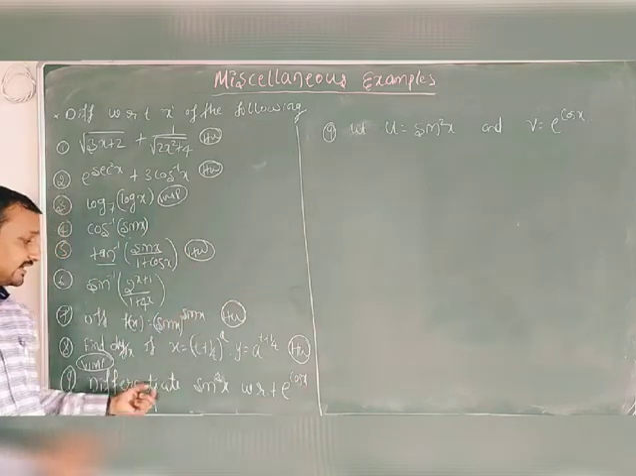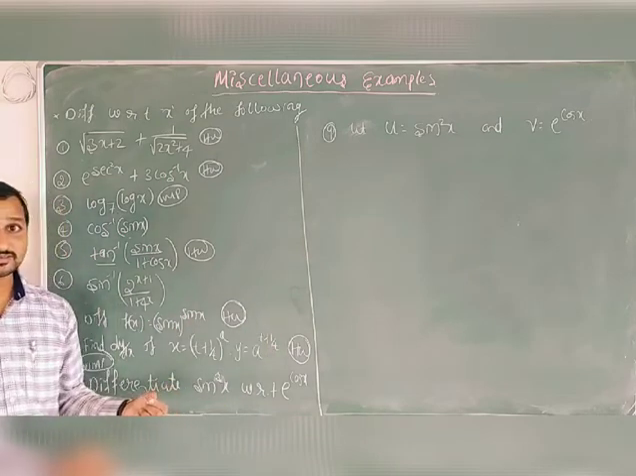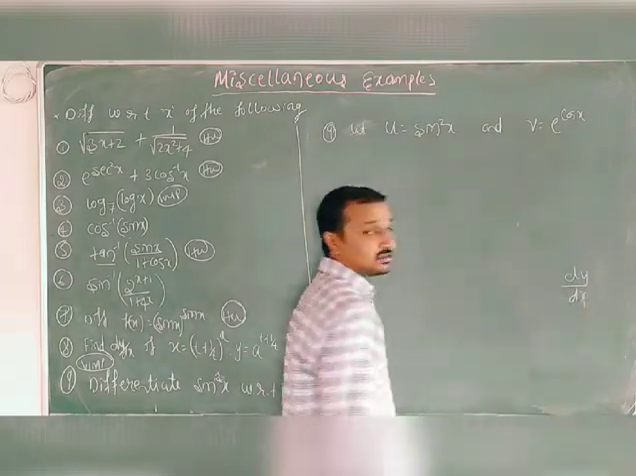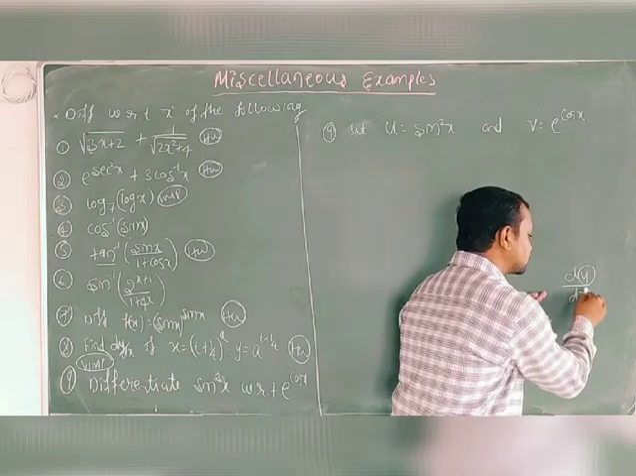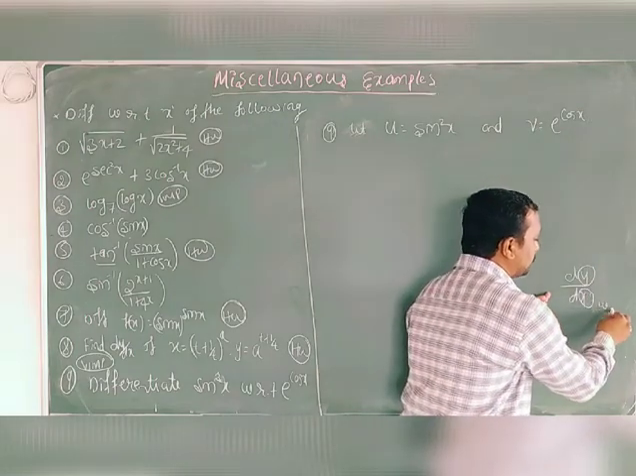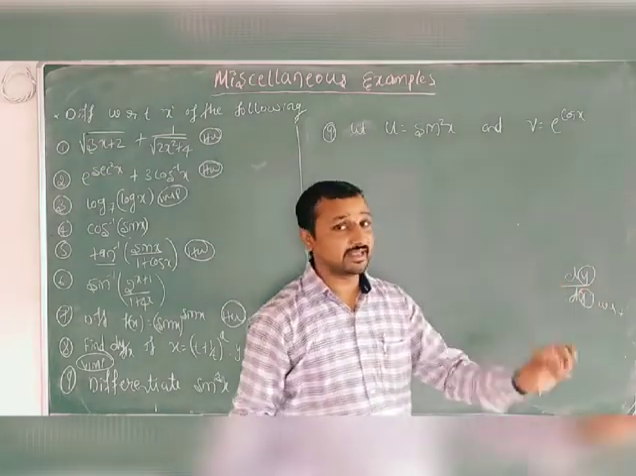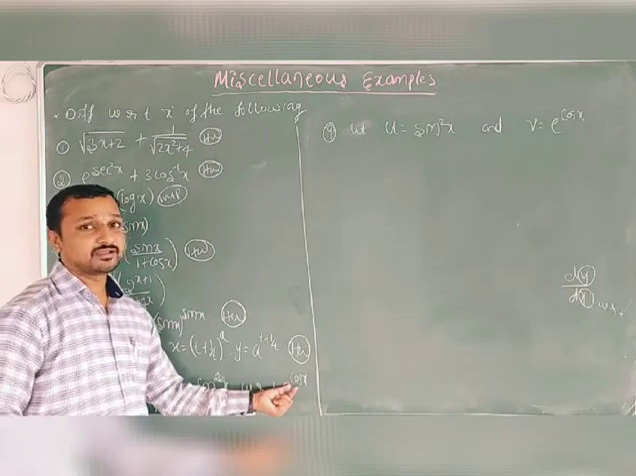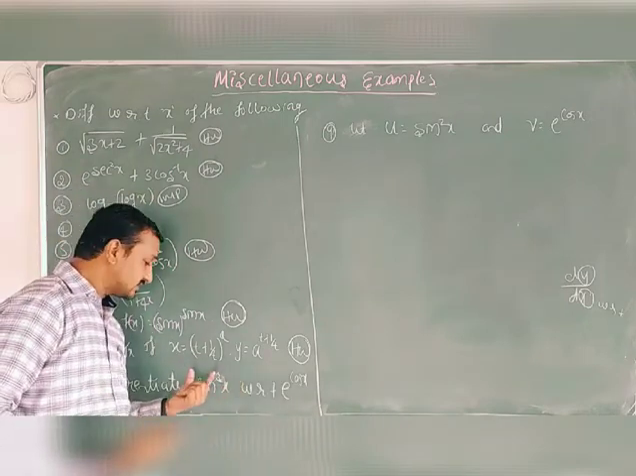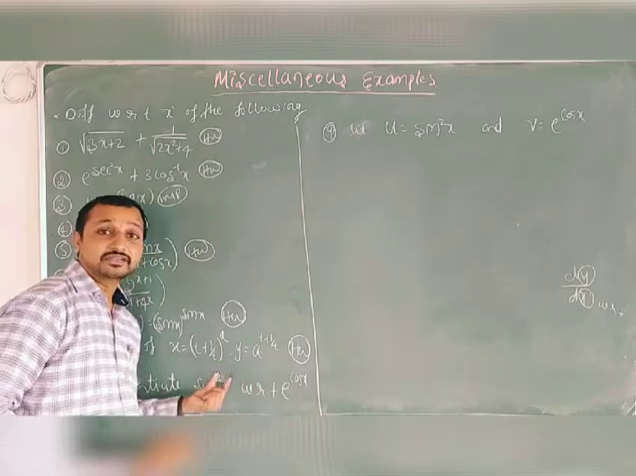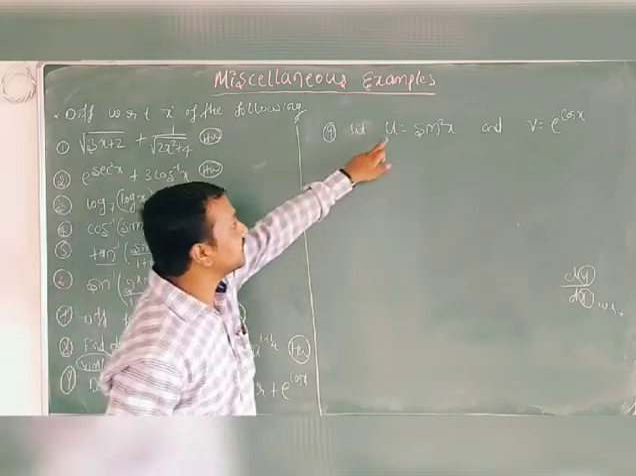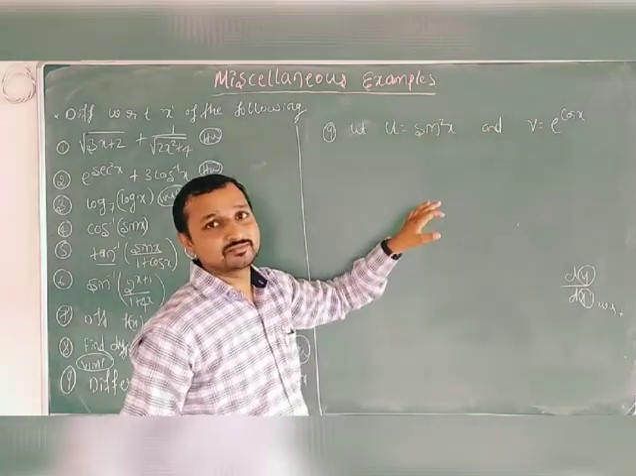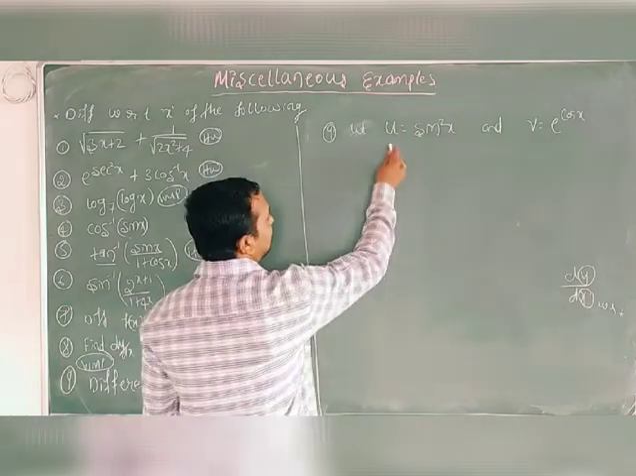So already we know differentiating y with respect to x. What is the meaning of dy by dx? Differentiating y with respect to x can be written as dy by dx. Like that, differentiating u with respect to v can be written as du by dv. Is that clear?